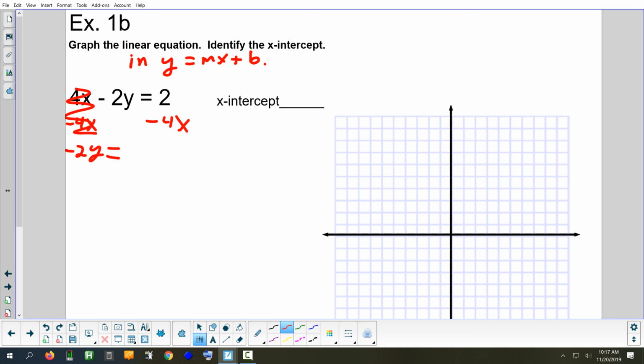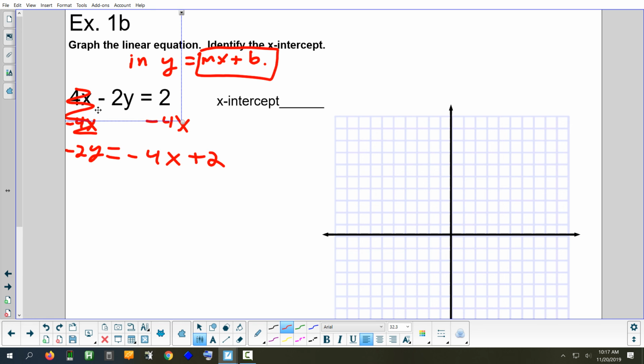2 minus 4x. You're not wrong to write 2 minus 4x, but remember, you're trying to get it to look like y equals mx plus b. Negative 4x plus 2. Yes. Negative goes with the 4, put that in front. 2 is the positive. Now we're almost there. What's the last step to get y by itself? Divide. By what? Not 2. Negative 2. And when you do it, go like this right away: divide, divide, divide. Put it in all three spots so you don't forget.